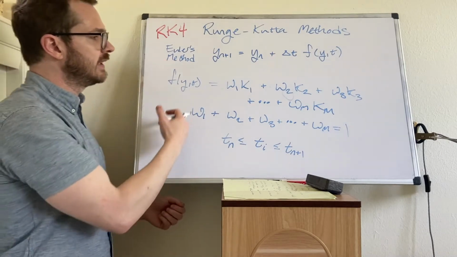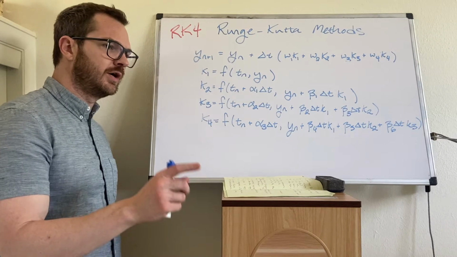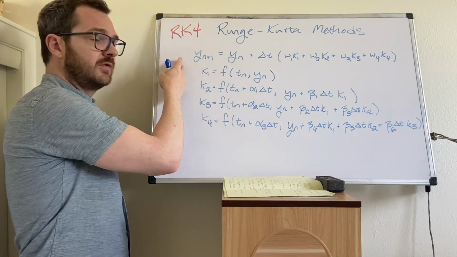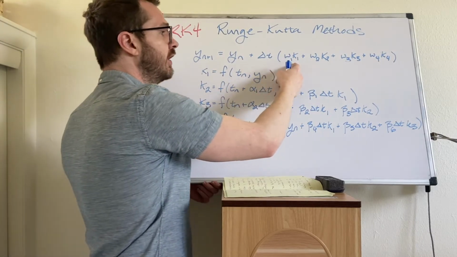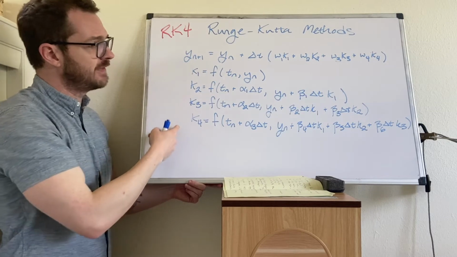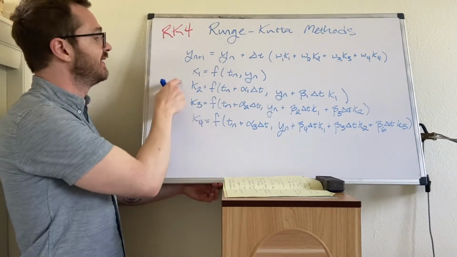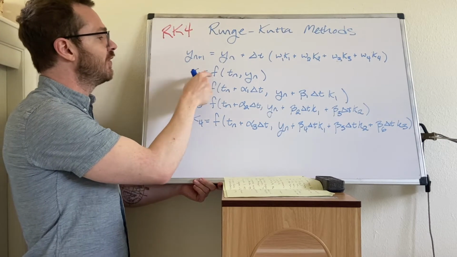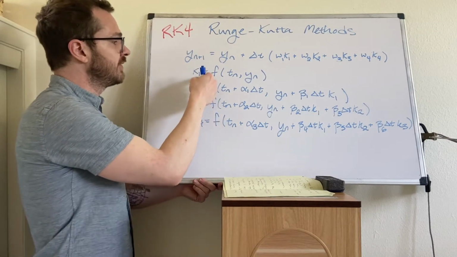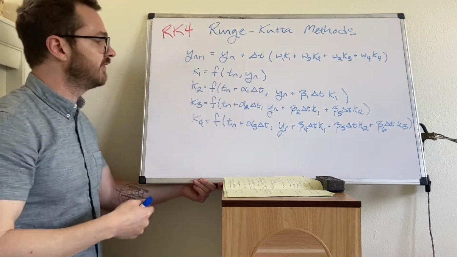Okay, let me clean this up and I'm going to list out what the k's are. Here's what the update step for a Runge-Kutta 4 looks like. We're using 4 terms in the series, so W1K1 through W4K4. Here's how we define the K's. Now, I know this looks really busy, but don't panic. All this is saying is K1 is the function. Remember, the function is the differential equation. So you take the differential equation and you solve it at time and with states.